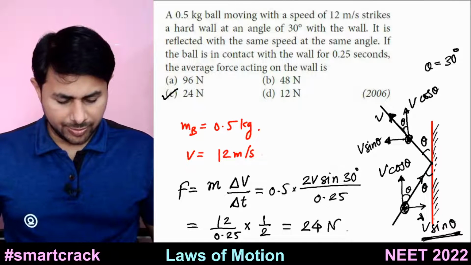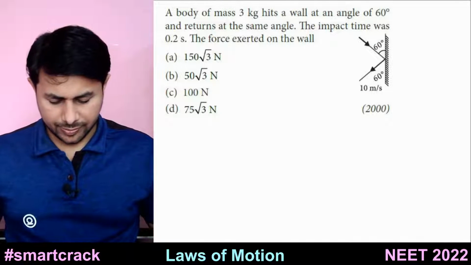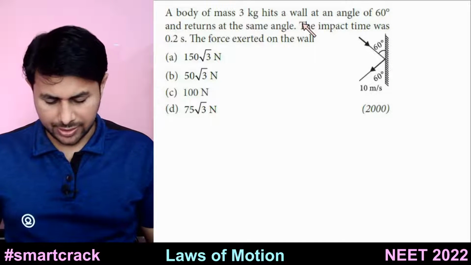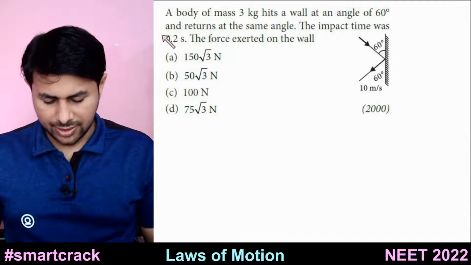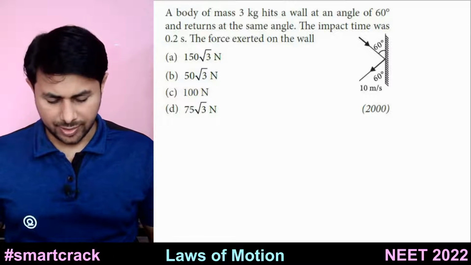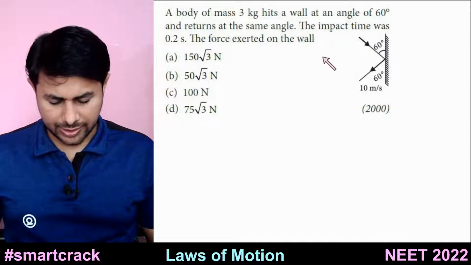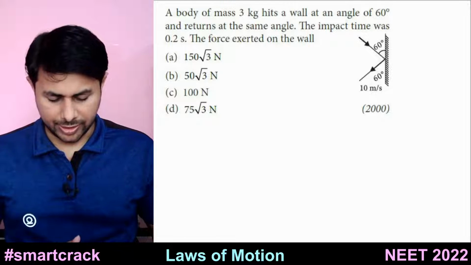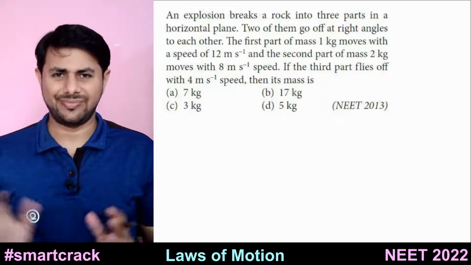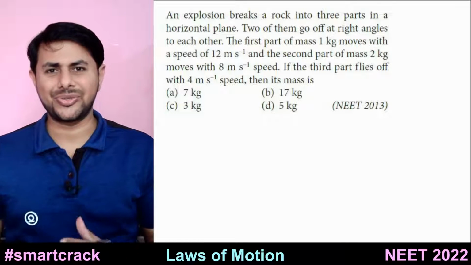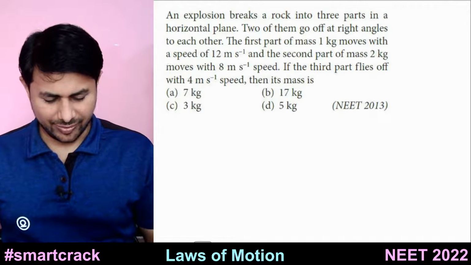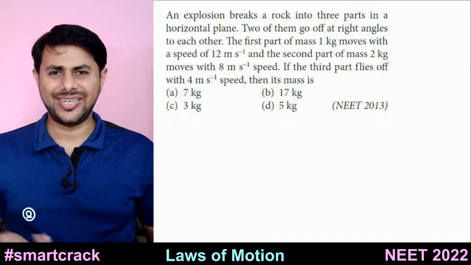Then again let's move on to the next problem. Body of mass 3 kg hits the wall at an angle of 60 degree and returns at the same angle, the impact time was 0.2 seconds. This is exactly similar problem. So the force exerted on the wall will be how much? Exactly similar. I am not going to solve this, so you can solve. I will share the notes on Telegram group and you can solve this problem, because we have solved it 3 times already.